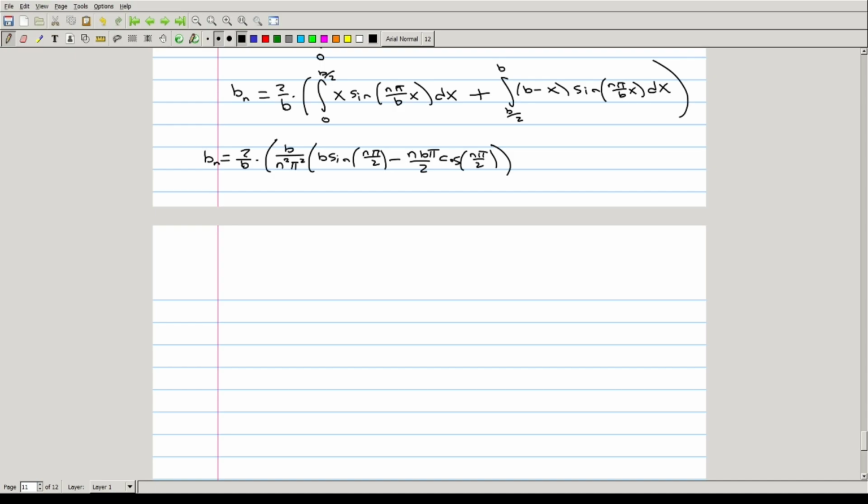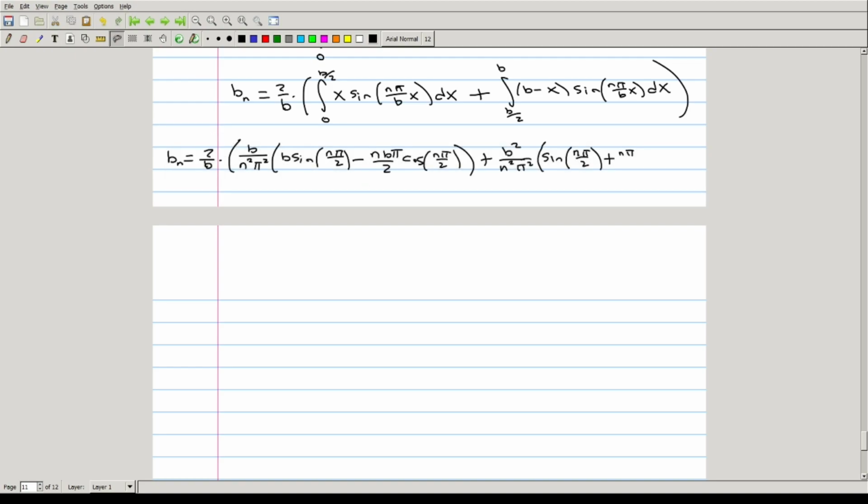And the second integral that we get is b squared over n squared pi squared multiplied by sine of n pi over 2 plus n pi times cosine of n pi over 2, over 2.